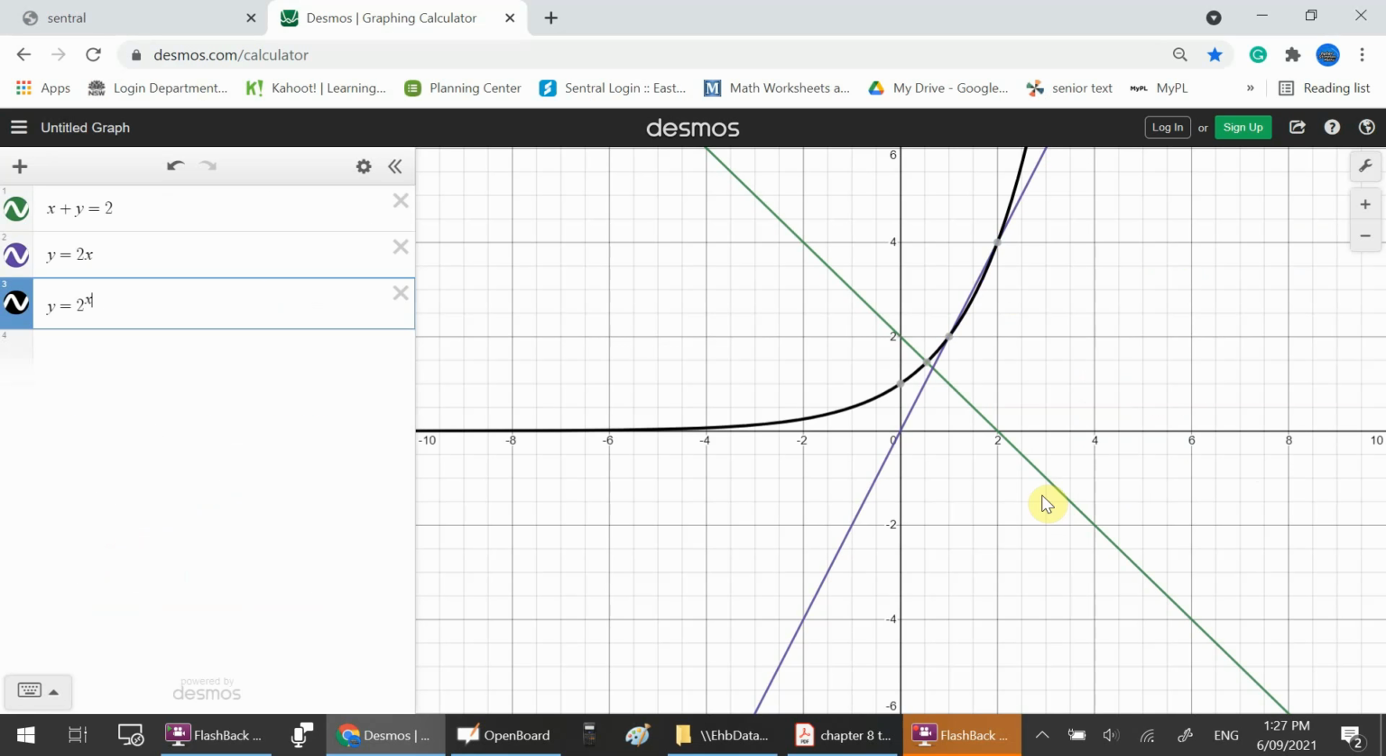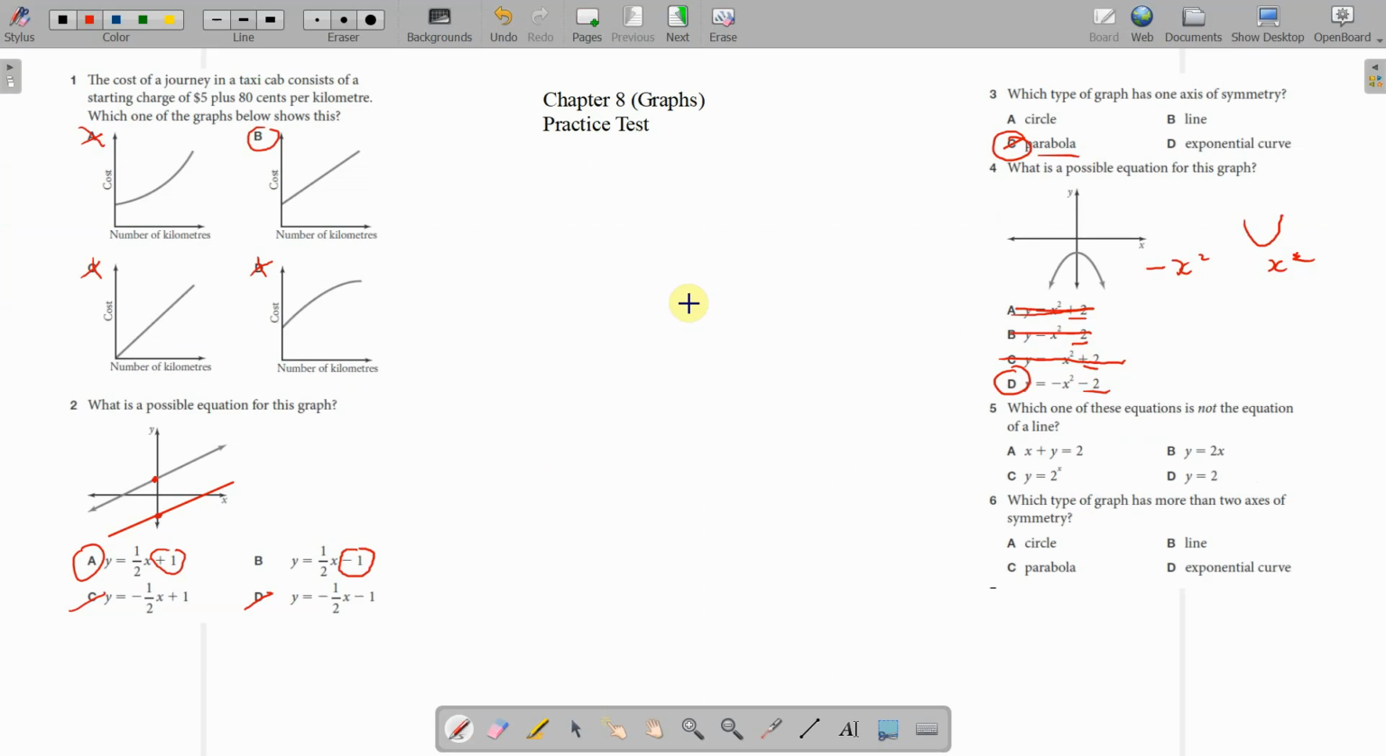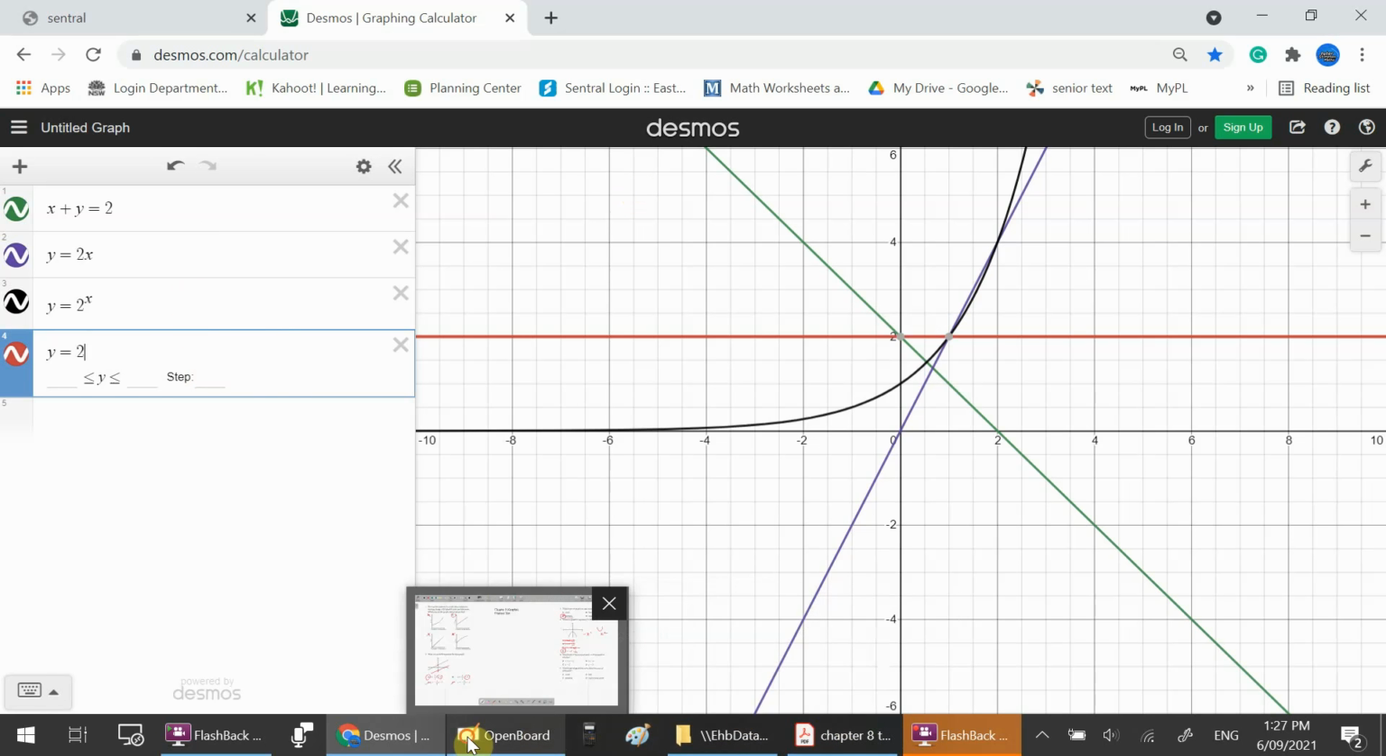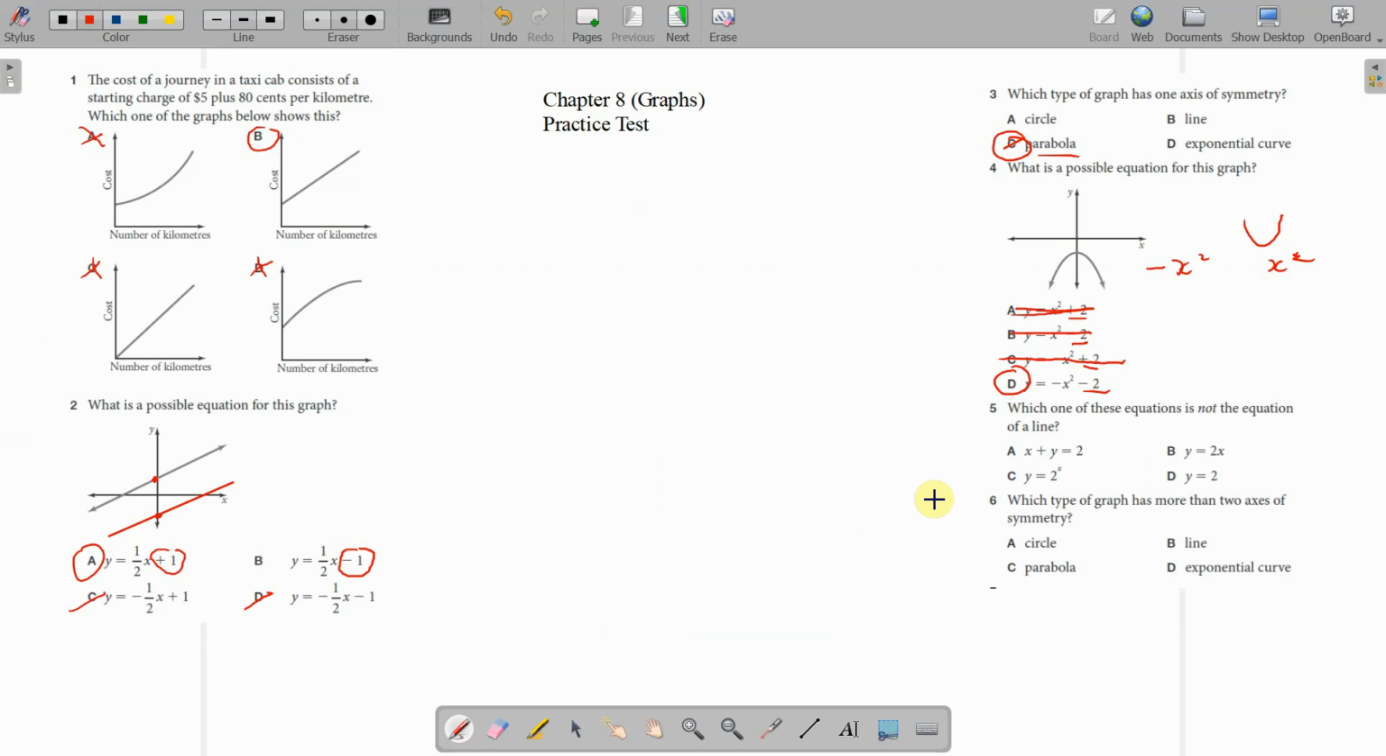That's not a line, that's a curve. So it's that one. And the other one, y equals 2. That's a line too. Y equals 2. There it is. So the first two and the last one are lines. This one is a curve. There we go back. So our answer is C, is not an equation of a line.